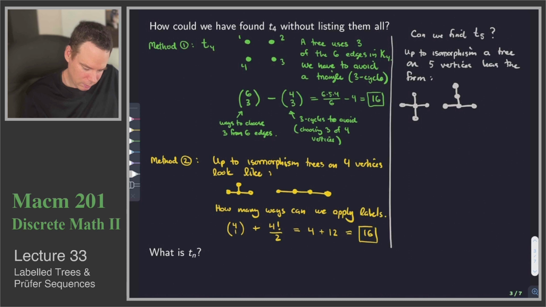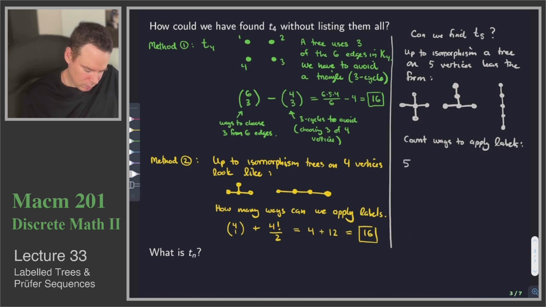Or we could have a path. So 1, 2, 3, 4, 5. And so those are all the possible trees up to isomorphism we have on 5 vertices. Now we just count how many ways there are to apply labels, and we do it the same way we did before. In this first case, there are 5 ways to pick the label for that inner vertex, and then the remaining vertex gets distributed among the leaves.